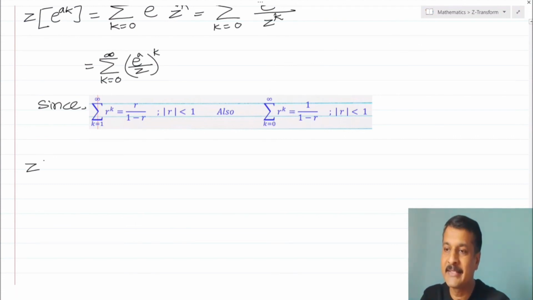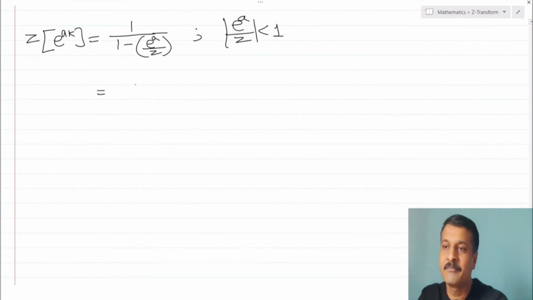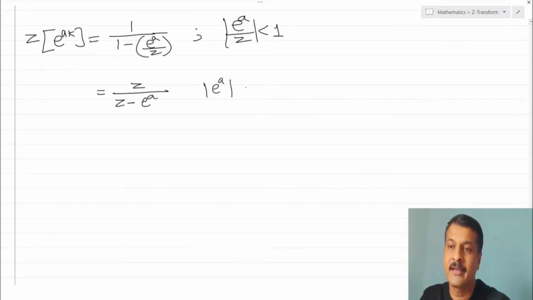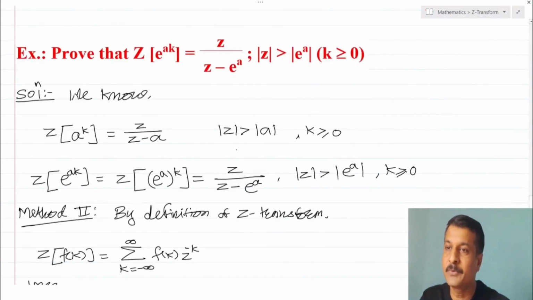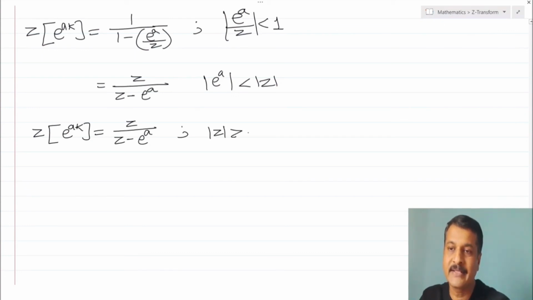And that is why I am getting Z transform of e raised to ak equal to 1 upon 1 minus r. R is nothing but here e raised to a by z, where mod of r means e raised to a upon z is less than 1. So simplify this. Multiply numerator and denominator by z. So I am getting z upon z minus e raised to a, where e raised to a is less than mod of z. So we have to prove the same. Therefore Z transform of e raised to ak equal to z upon z minus e raised to a, where mod of z is greater than e raised to a, which is our requirement, hence proved.